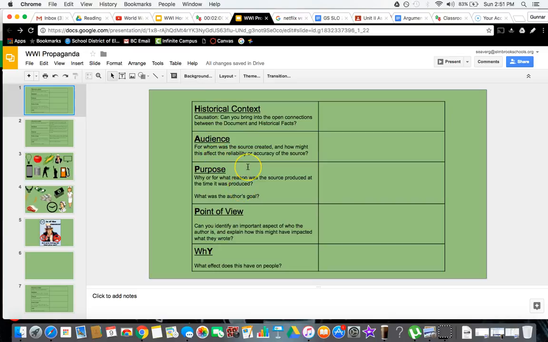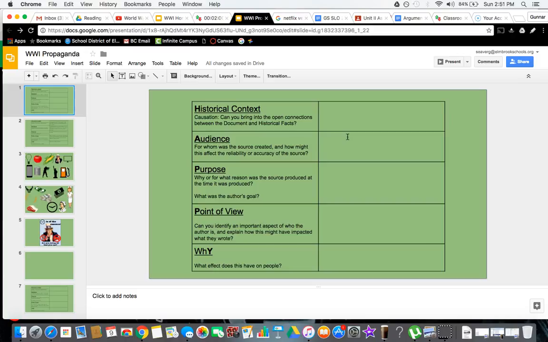But I want you to take that primary source, that propaganda poster. I'm going to give you about 7 minutes here, and I want you to look at it, figure out what the message is, and then break it down with our acronym of HAPPY, just like we would on a test. This is how we interpret information and get information out of historical sources.